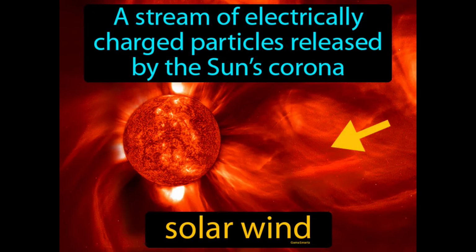A stream of electrically charged particles released by the sun's corona. Solar wind. Solar wind is the flow of charged particles from the sun that can affect space weather around Earth.